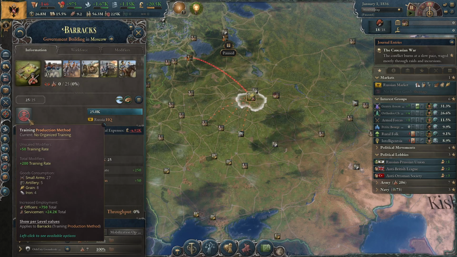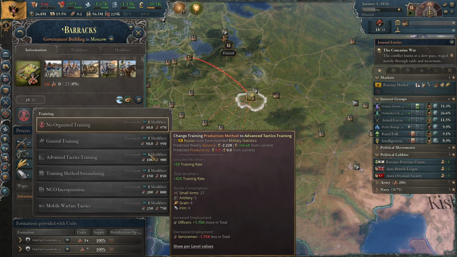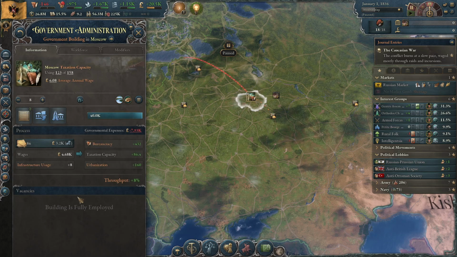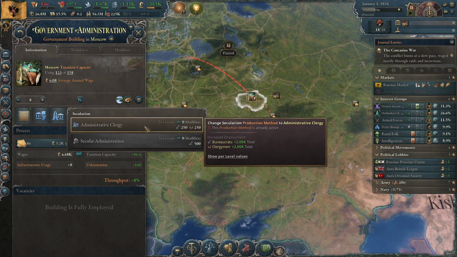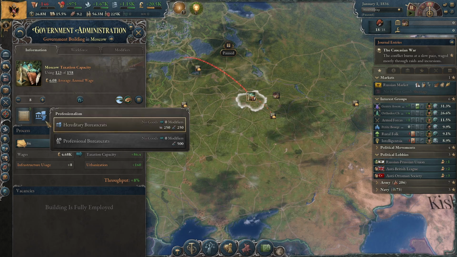As for your military, there are the military production methods, which is usually just your training methods. And you'll generally just want to be increasing these because it helps you train more manpower per week. Not anything too serious. Your government administration has some blue production methods as well. Who do you want to be employing? Do you want the clergy in your government? Or maybe you just want more bureaucrats? It affects who's getting political power from who exists.